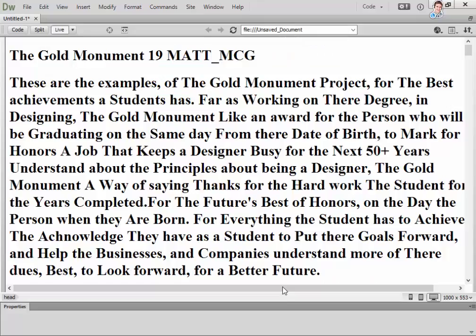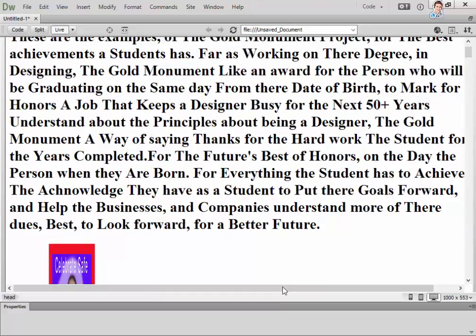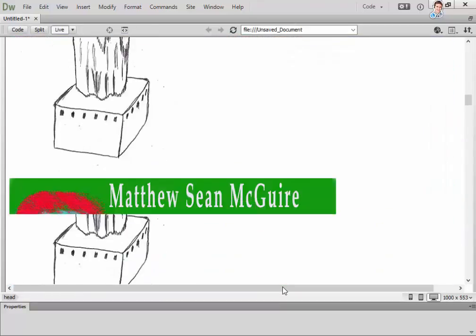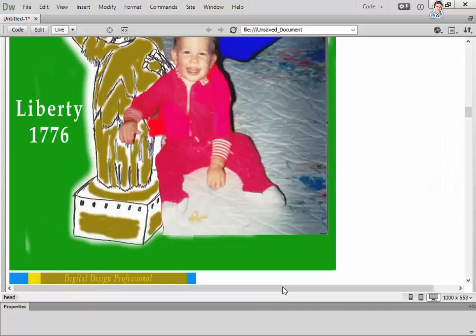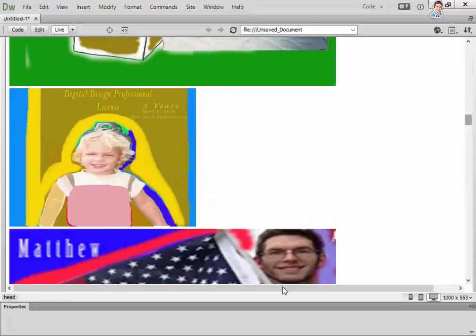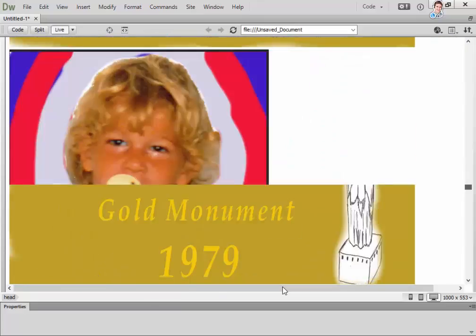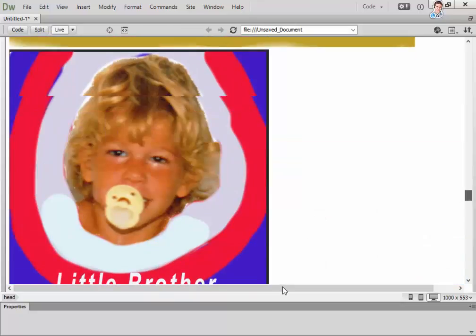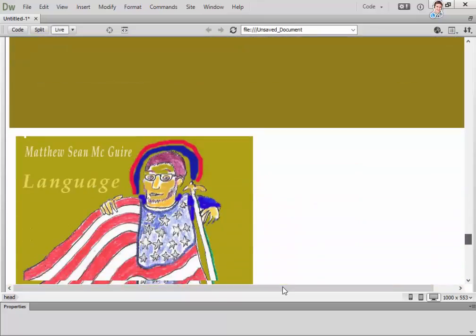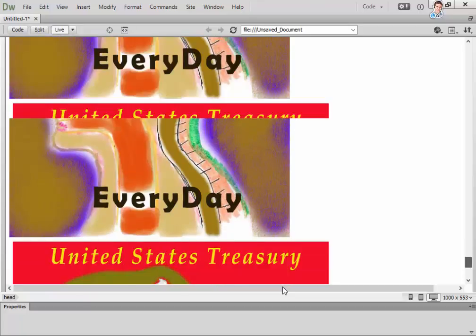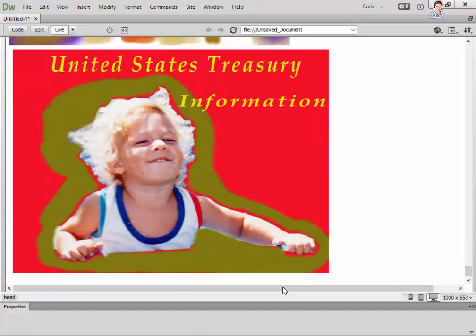So at this point, go ahead and switch to the desktop view. You have the desktop view right here, Little Brother Careers, and then it goes to see here, goes to United States Treasury. This picture right here was an example; I know I mentioned from Gold Monument 14 that I talk about about $4.